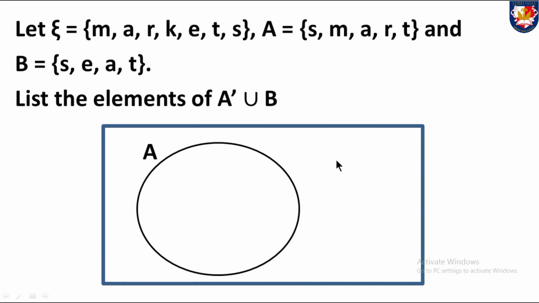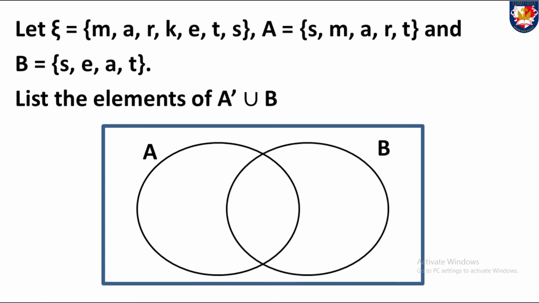So we draw the elements of B here. So this region is where the common elements are, which are S, A, and T. So what elements are we supposed to put here? The elements here are the elements of A except S, A, and T. So except S, A, and T, there are two elements left for set A, which are M and R. The elements here are the elements of B except S, A, and T. So except S, A, and T, only one element is left from B, which is E.